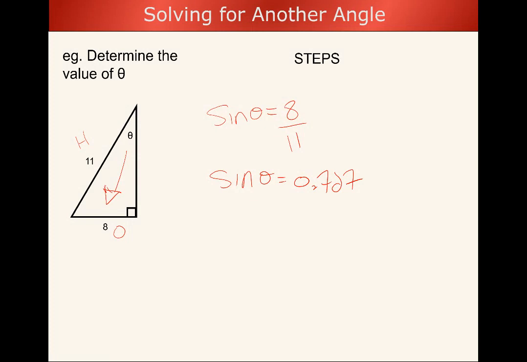And then just like before, to find the angle, you have to go sine inverse or shift sine or whatever it is on your calculator, 0.727. So I'm typing in shift sine 0.727 on my calculator right now, and it is equal to 46.6 degrees.